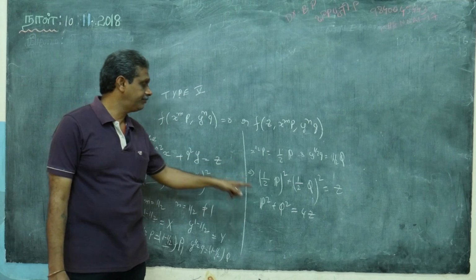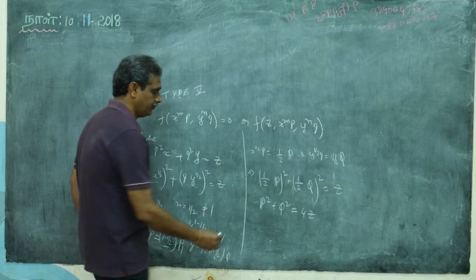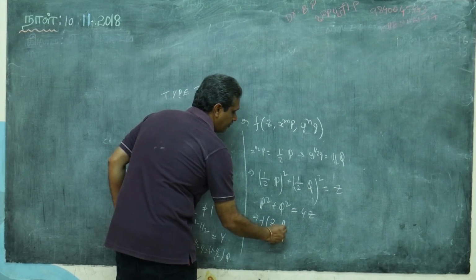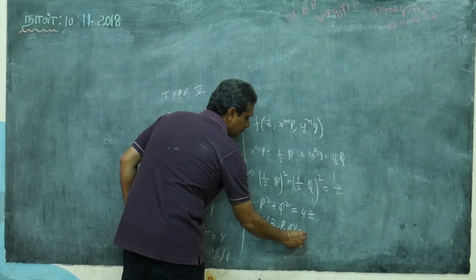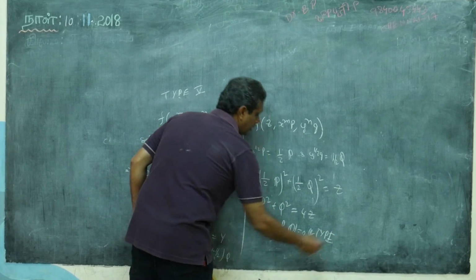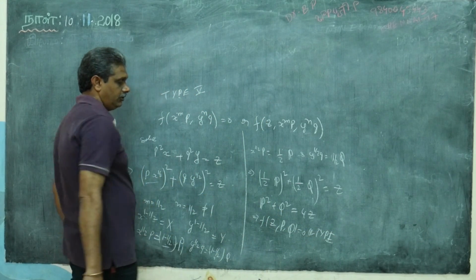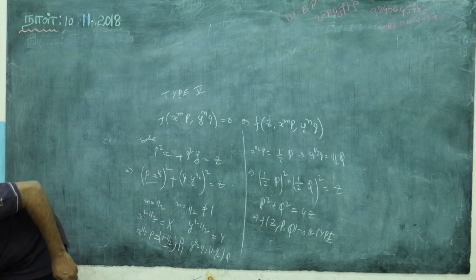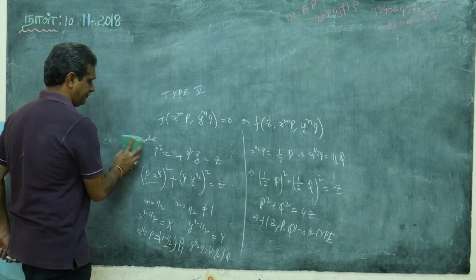No, this is type 3, f of z p q. This is f of capital Z, capital P, capital Q is equal to 0 type. That's why I said don't remember type 1, 2, 3. Now what will you do? Again the same story. Assume the solution is what, shall I rub off?